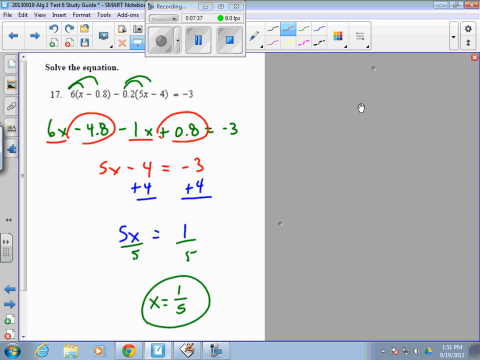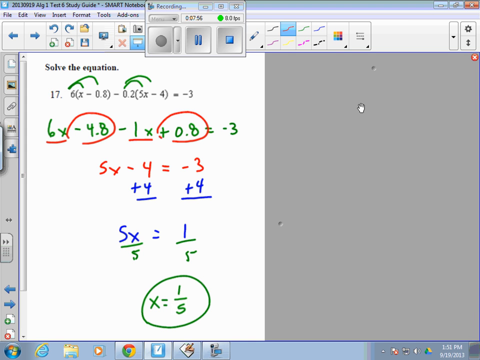17, you have to distribute both 6 and negative 0.2. So 6 times x is 6x. 6 times negative 0.8 is negative 4.8. Negative 0.2 times 5x is negative 1x. And negative 0.2 times negative 4 is positive 0.8, and it's all equal to negative 3.